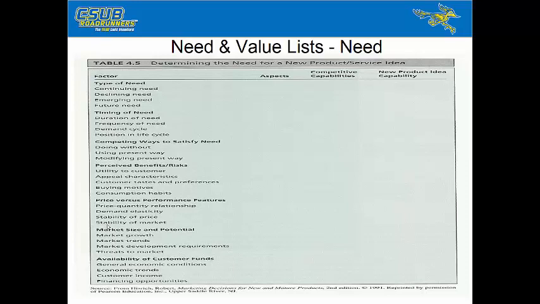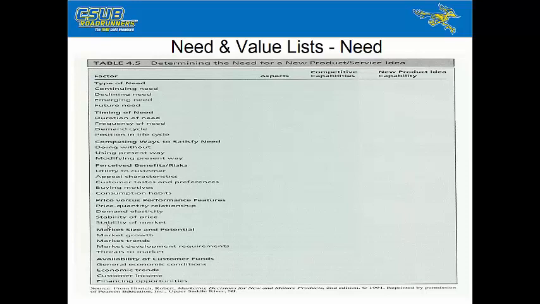So the timing of a need is, does it go for a certain duration? What's the frequency of the need? What's the demand cycle? So is it every couple of months or every year? What is the need for this product or service? And then what's the position in the life cycle of the product that you're going to come into?